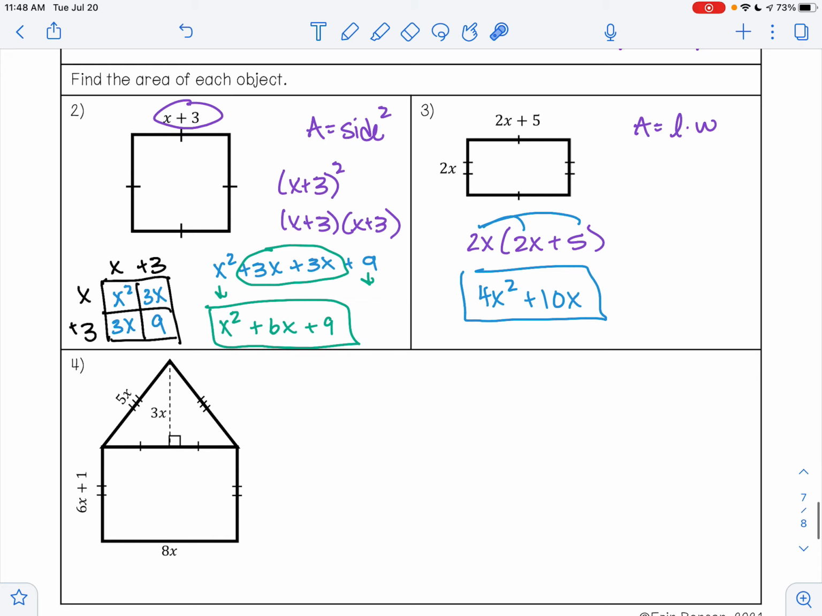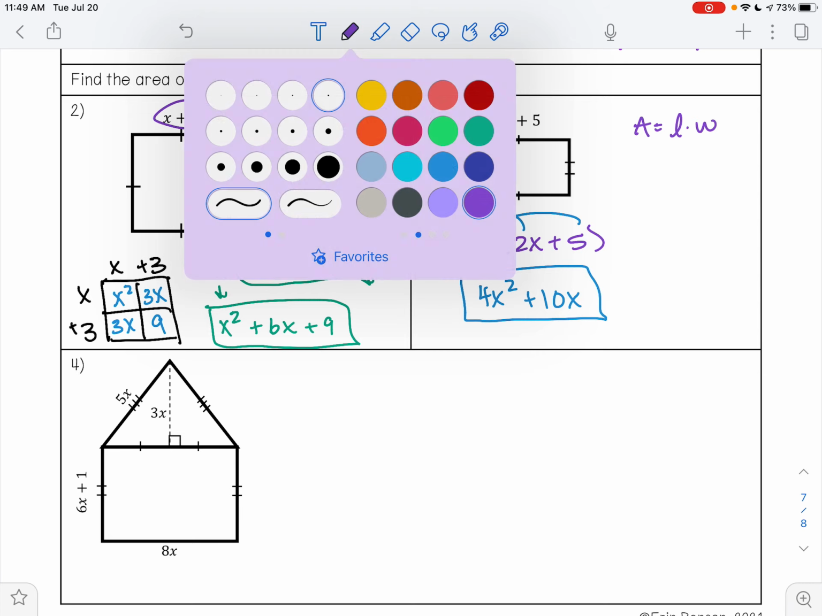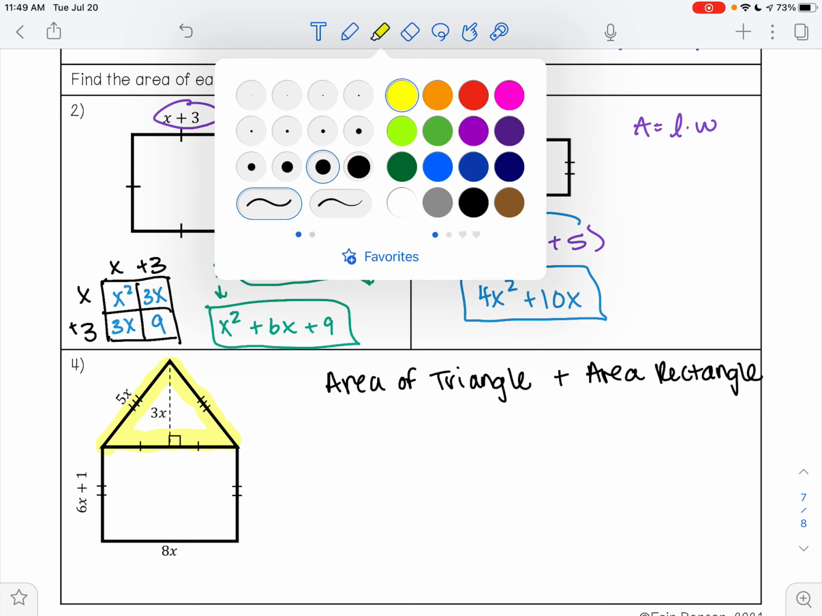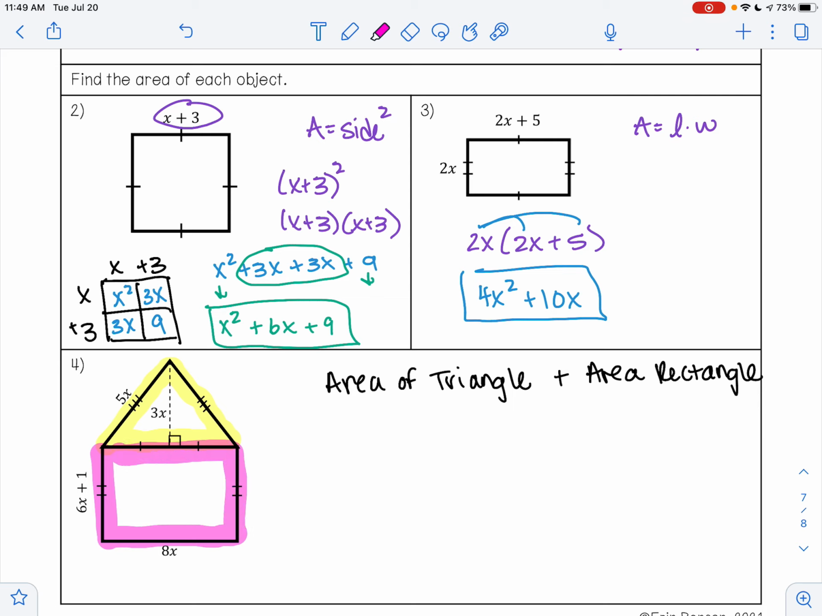Let's look at our last example, example 4. Here I have a house, and I want to find the area of the house. To find the area of this house, I'm going to have to find the area of the triangle, and I'm going to have to add it to the area of the rectangle, because I have 2 shapes here, right? I have this triangle that I need to find the area of, and then I have this rectangle that I need to find the area of. And if I add them together, it will give me the area of the entire shape.